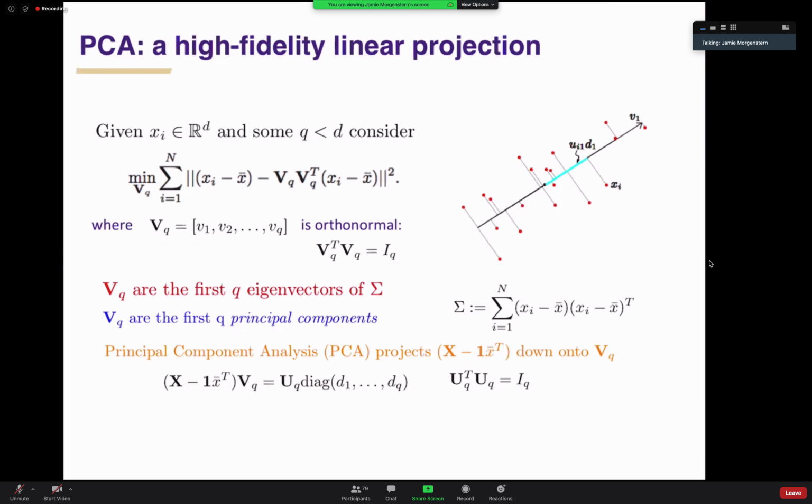Okay. So given our data, the solution, or the minimizer of the reconstruction error that we might want, looks to find the first Q eigenvectors of our covariance matrix. These are also called the first Q principal components of our covariance matrix, okay? And PCA is something simple, right? PCA just projects our data, once we've removed the mean from each of the data points, down onto this Q-dimensional subspace.